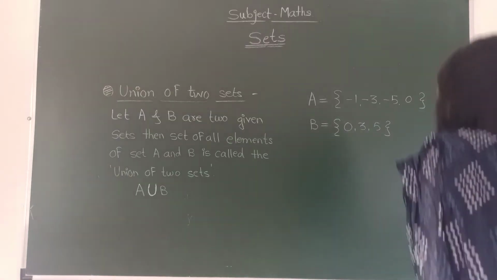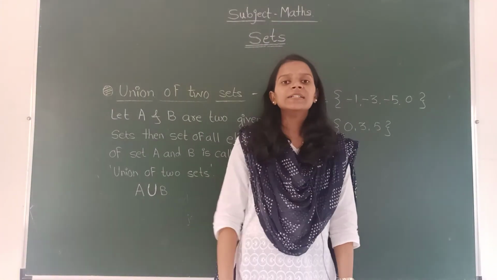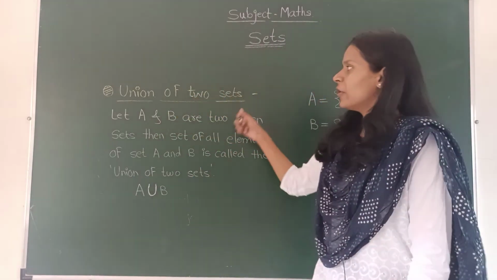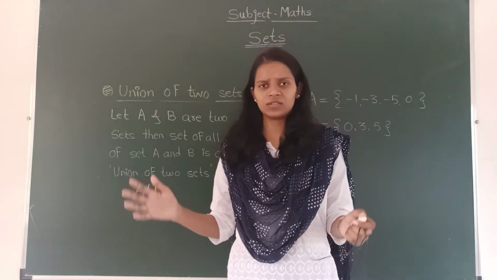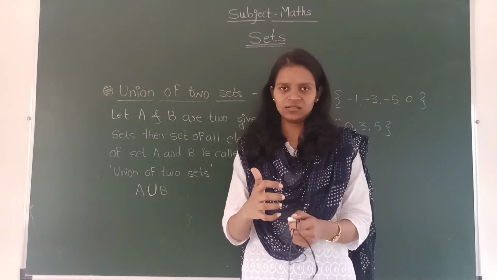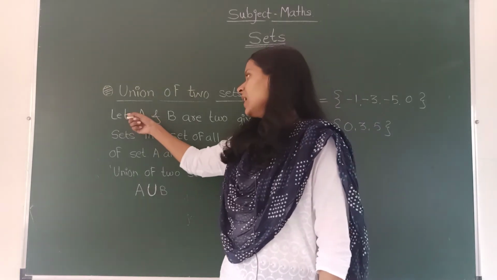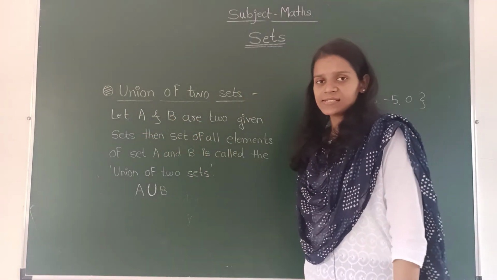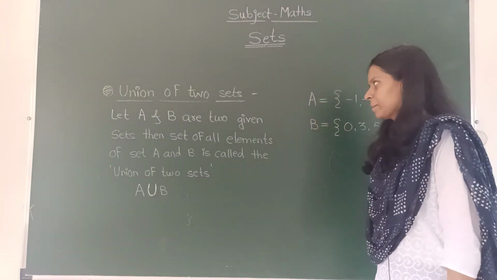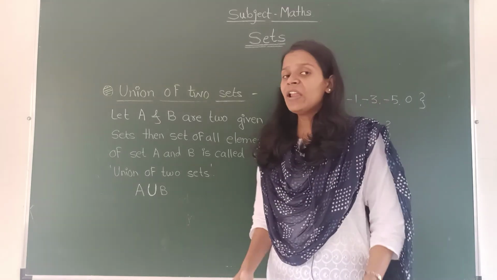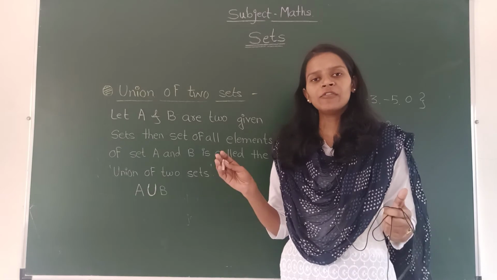See, the next part in the operations on sets after disjoint sets is the union of two sets. In the word itself you can understand union. Union means gathering of something. Suppose A and B are two given sets. Here you can see there are two given sets, set A and set B. Then the set of all elements of set A and set B is called the union of sets.